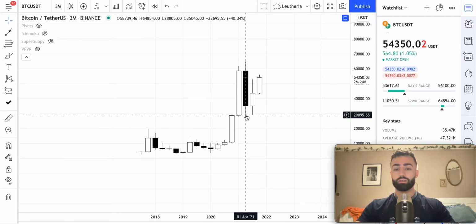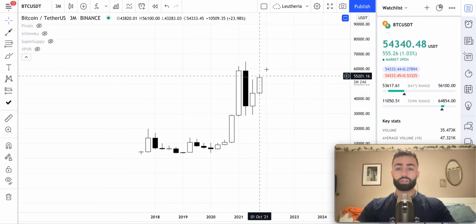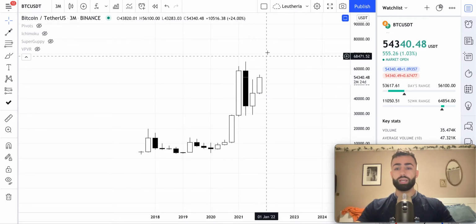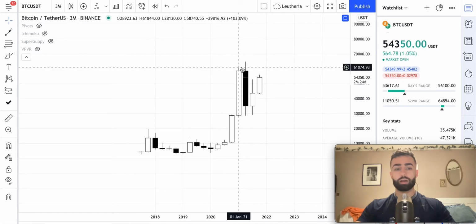We got close here and here, but we didn't actually break those. All of these were above the previous 3-month candle's low. And now we're continuing this again. So we'll see how much higher we can go before we end up forming a high on the 3-month time frame and then seeing a drawdown on this higher time frame.